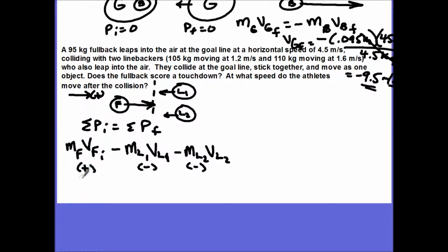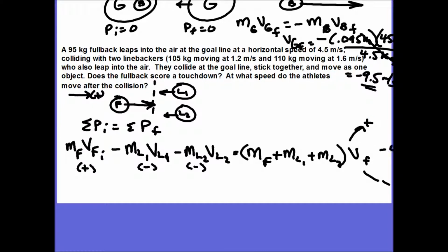Does the fullback have more momentum than the 2 linebackers? If so, he scores. If not, then he won't score. What we're going to do now is we're going to determine what the final momentum is in terms of those variables. Since they've all combined, I'm going to write that as mf plus ml1 plus ml2, the 3 masses that are combined, times some final velocity. If V final is positive, he scores. If V final is negative, he doesn't score. If V final is 0, well, that's a judgment call. Depends on whether or not the line judge thinks he crossed that plane or not.